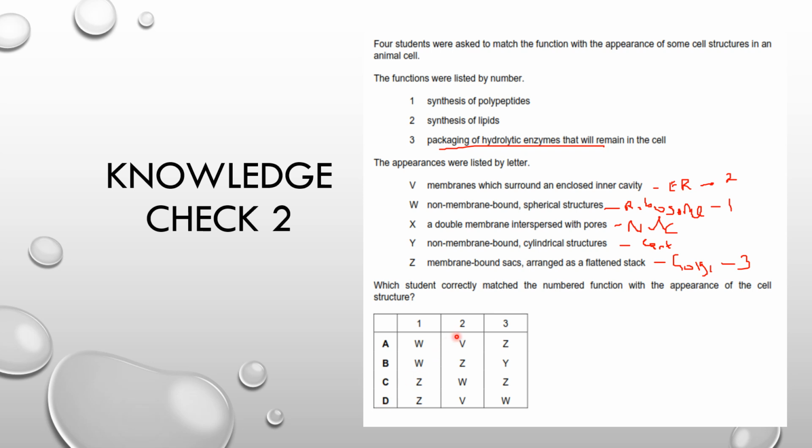So let's go to number 2. 2 is synthesis of lipids. What synthesizes lipids? Smooth endoplasmic reticulum, V. So B is eliminated now. The third one is packaging of hydrolytic enzymes that will remain in the cell. Packaging is done by Golgi. So 3. So the answer is A.